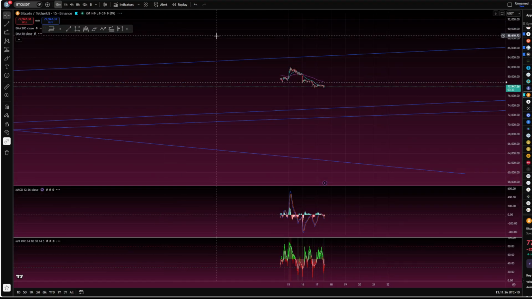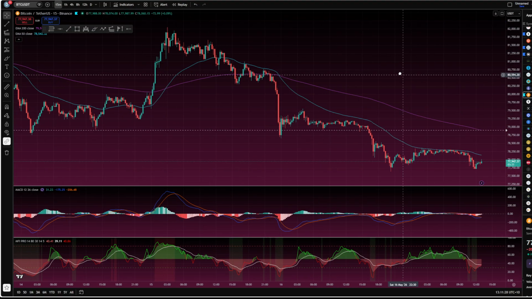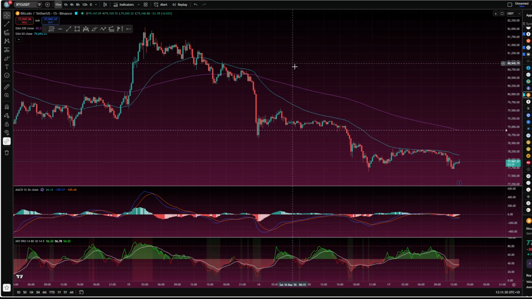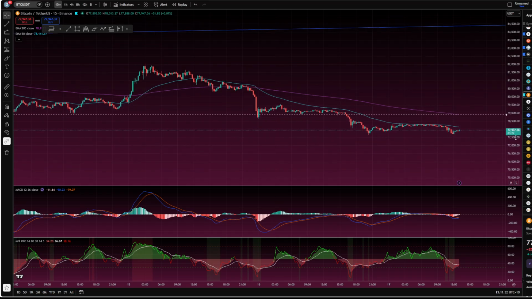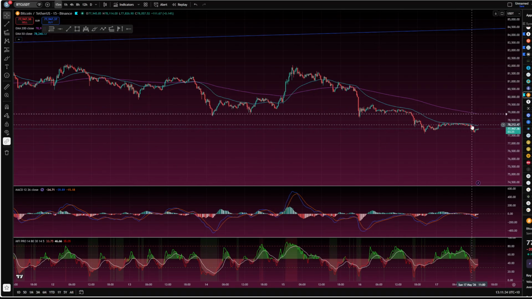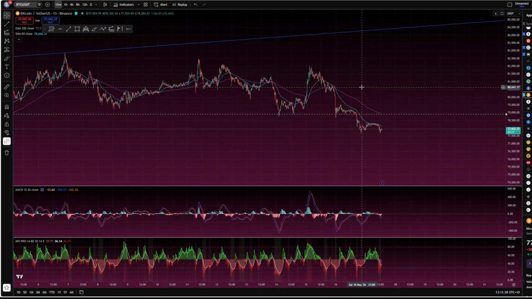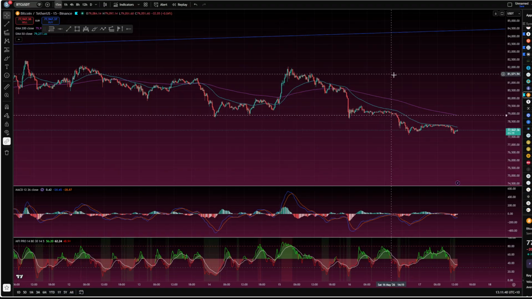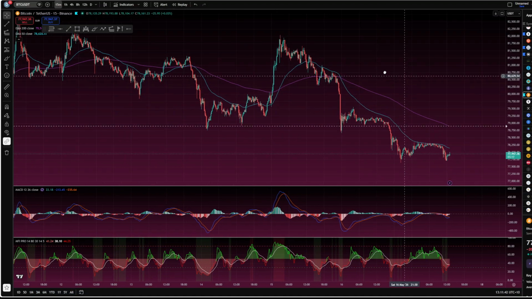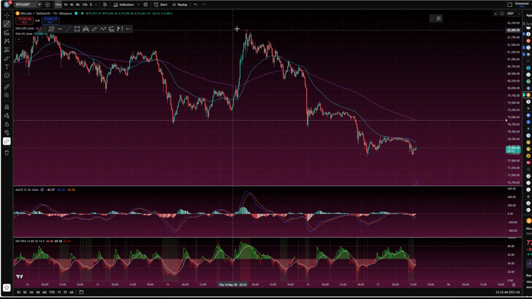If we go to a 15-minute, we might get like the more... Well, here we go. So we can see that we're still within that channel, but going to a time frame as low as the 15-minute can actually make it look completely different.